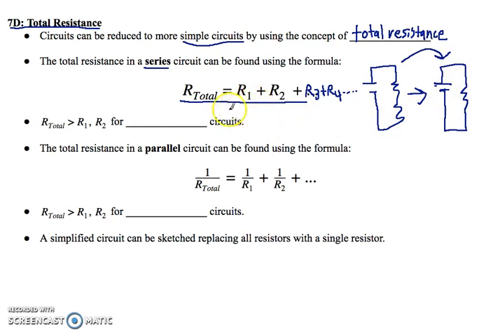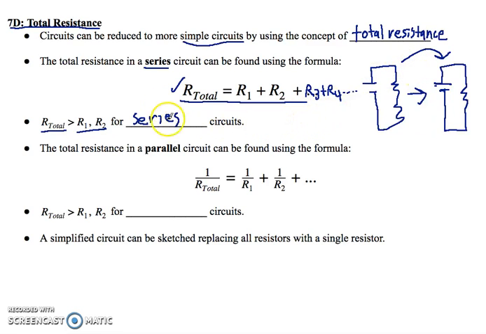So again, this is the formula for series circuits right here. And it's important to note, because you're basically adding all the resistances together, it's just a sum. The total resistance is greater than any one resistor for series circuits, because the resistance is getting greater and greater, you're getting more and more obstacles basically.